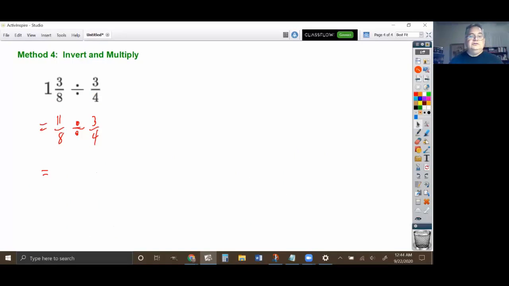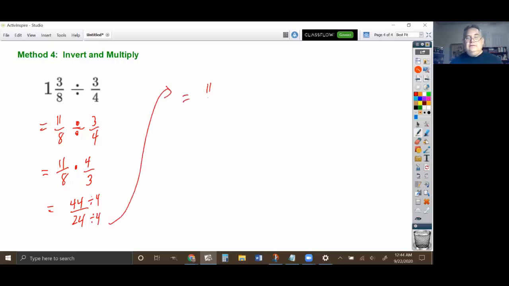When multiplying my fractions, I'm going to take my 11/8, that never flips, and we're going to multiply it by the reciprocal of 3/4, which is 4/3, to get 44 over 24. When I divide these both by 4, simplify them by 4, I get 11 over 6, which is 1 5/6. Now this is probably one of the most efficient ways to do it. In fact, I think that method 4, the invert and multiply, and the common denominator method are both very, very efficient. The other two are wise.